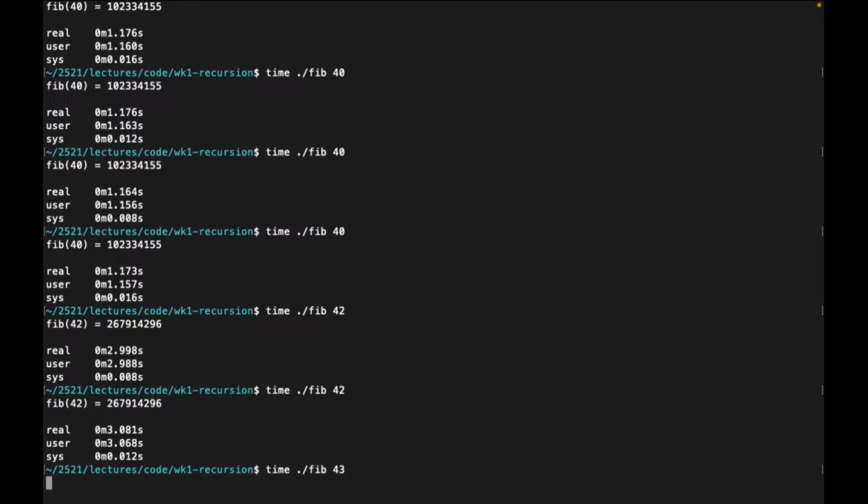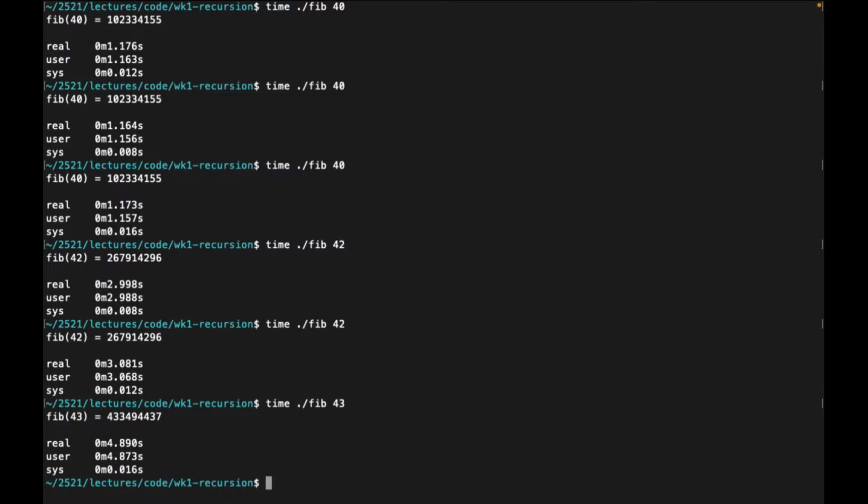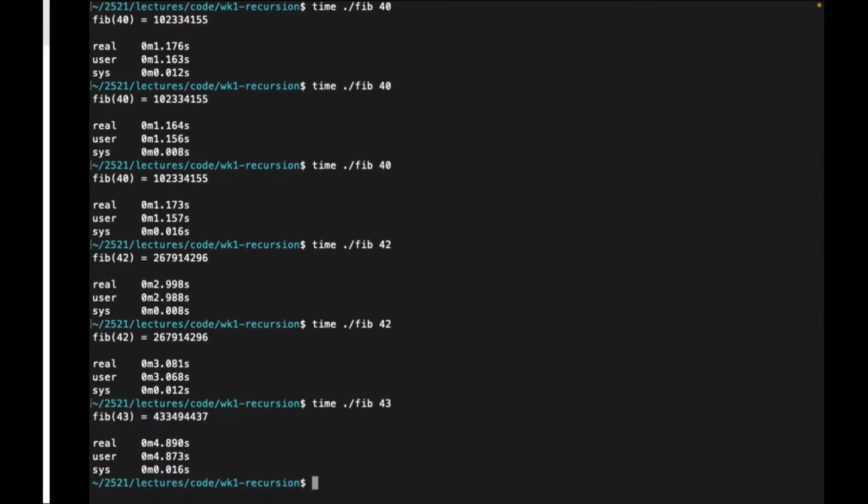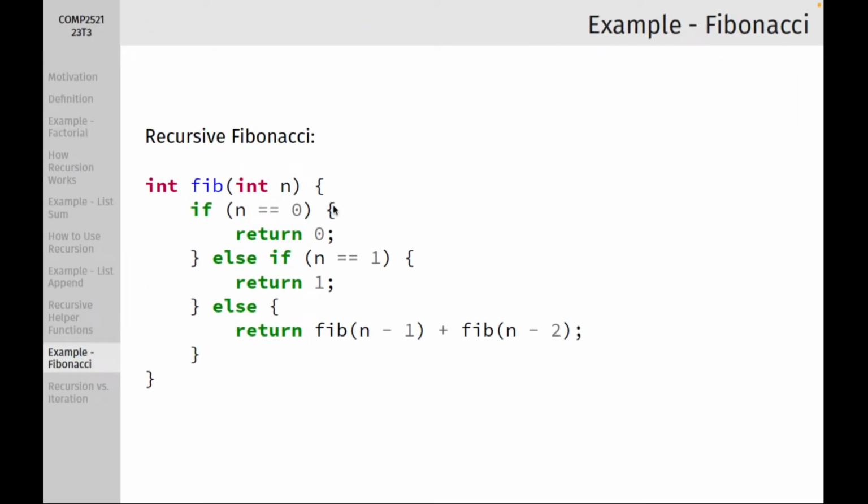And from fib 42 to fib 43, it takes more than 50% extra time. So what is the problem with this implementation? It looks so elegant, so shouldn't it run really quickly as well? Well, the problem is what happens with the recursive calls that it does.